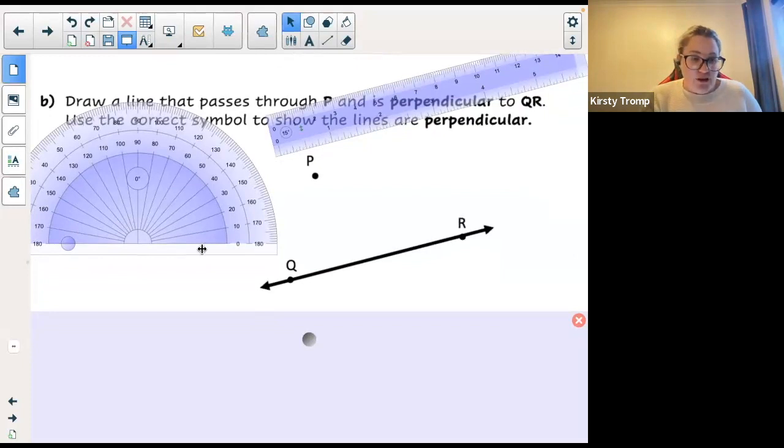Hey, I agree. The protractor is a lifesaver. Definitely. Ma'am, what do the little arrows in the middle of the line represent? That was for our parallel lines. When you have those arrows in the middle of your parallel lines, it just means that the two lines are parallel to each other, guys. That's what those lines and those arrows mean.